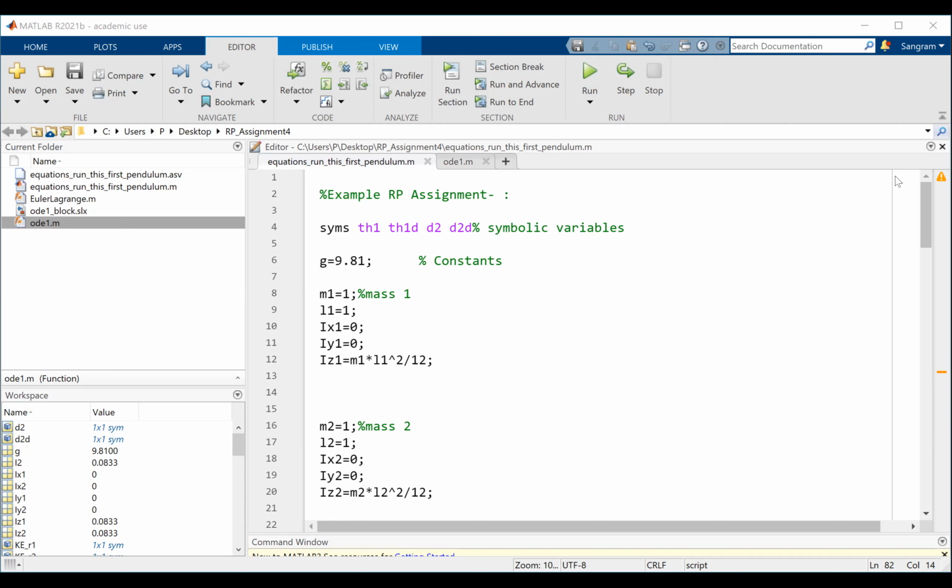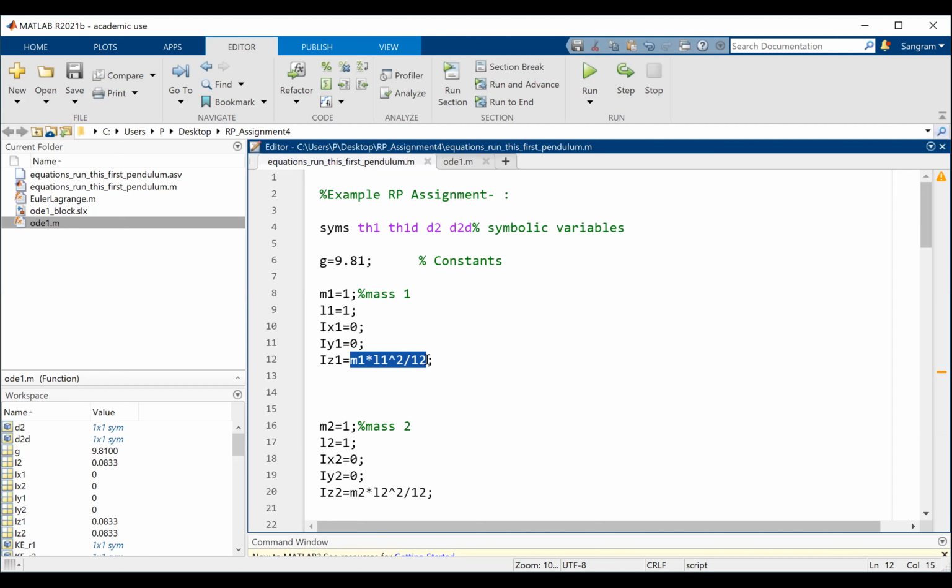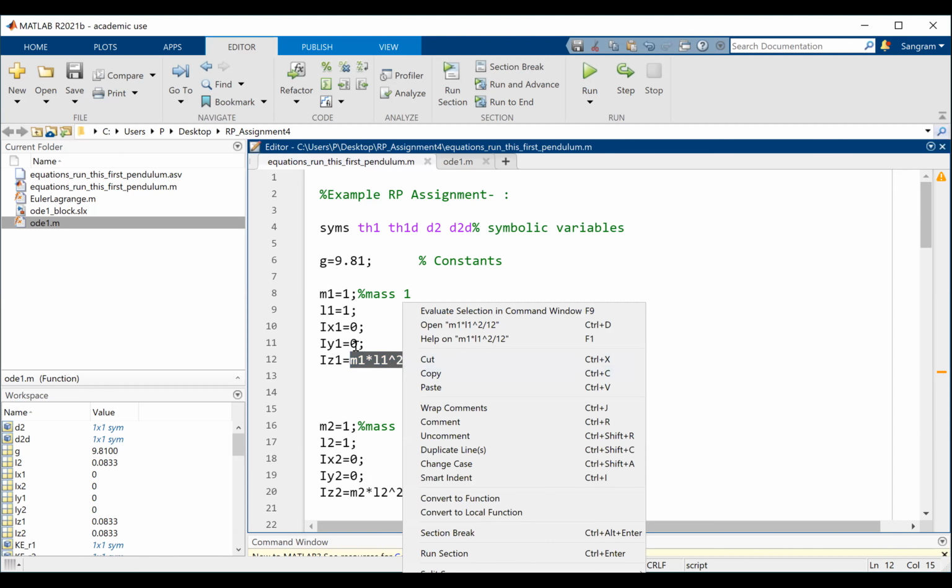And in this code, I tried to be sort of sloppy, and I did not write it over here. But let me complete this argument here. Ix1 is 0. Iy1 is M1 L1 square by 12. So in this code, this is this guy, copy.